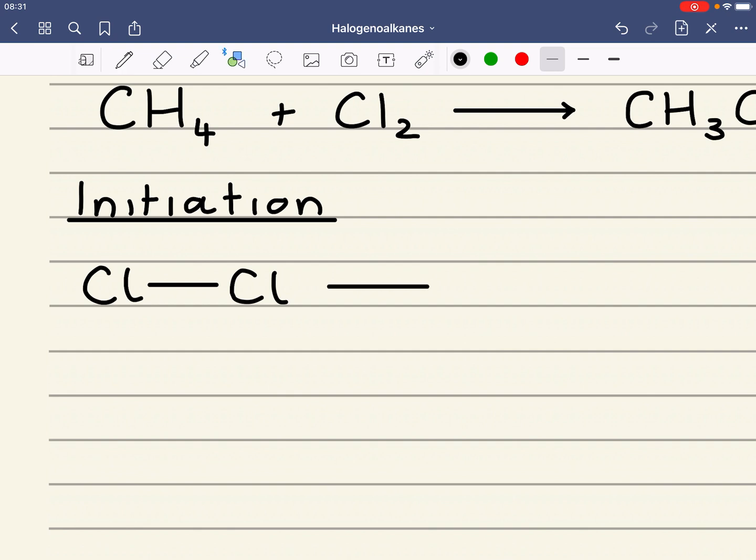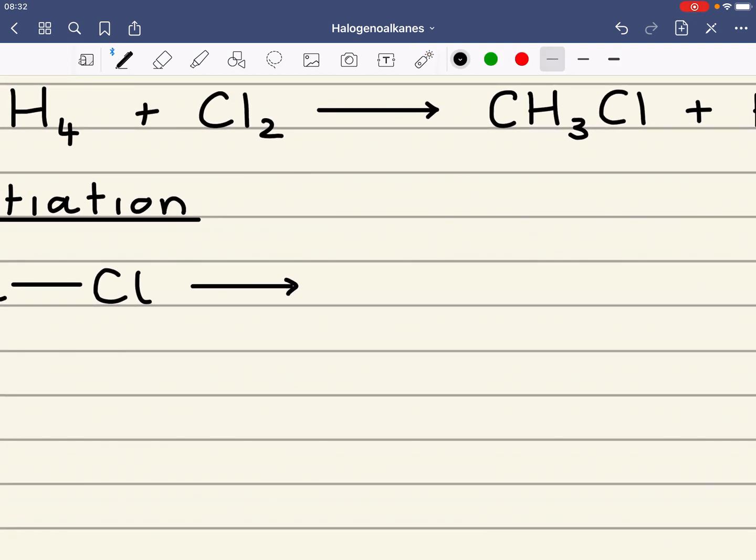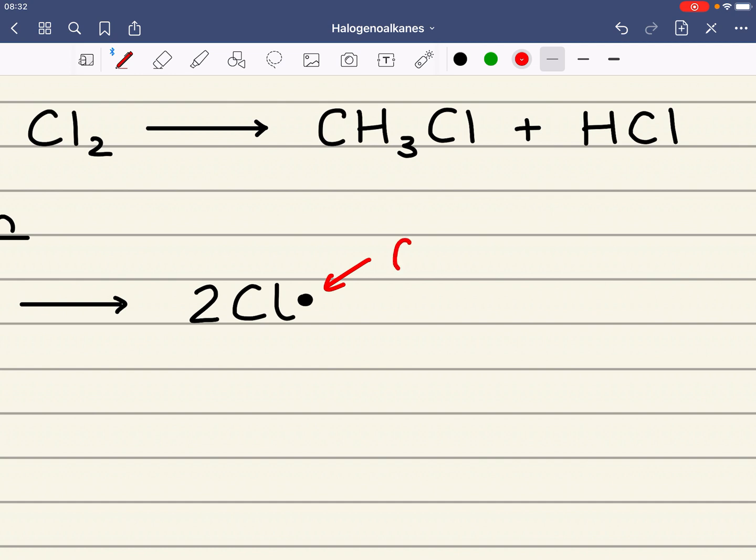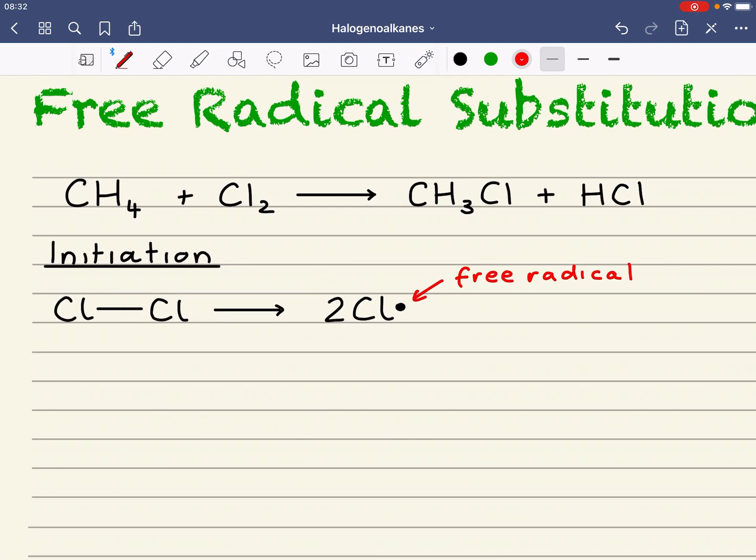Now, this bond is going to break homolytically. It means when the bond breaks, both atoms in the bond get the same number of electrons. So one electron goes to that chlorine, the other electron goes to that chlorine. We end up with two chlorine atoms. We call these free radicals. This dot here represents a free radical, which is simply a species with an unpaired electron.